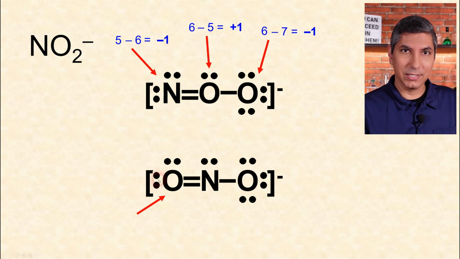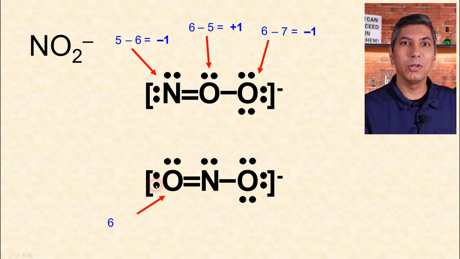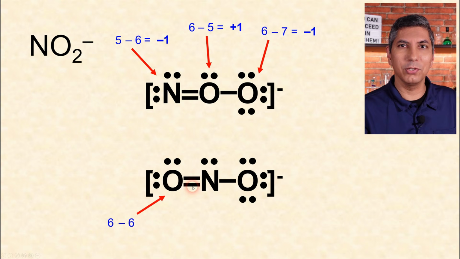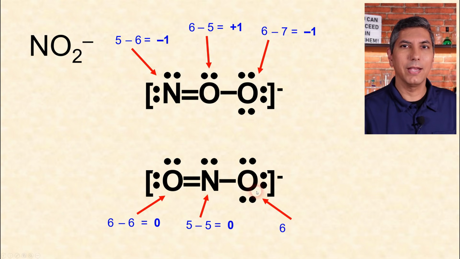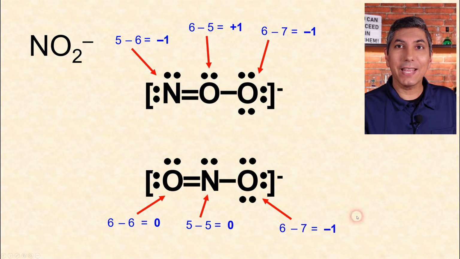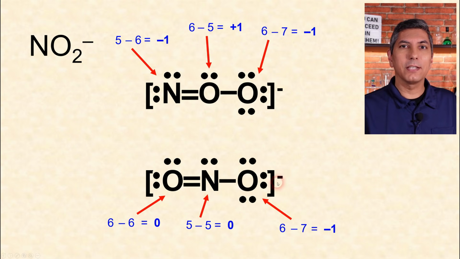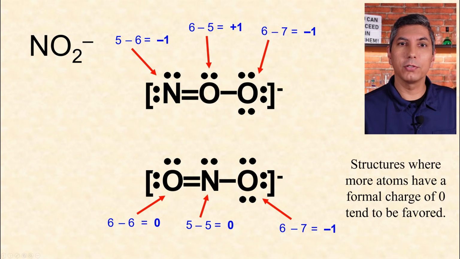This oxygen has 6 valence electrons, and it has 1, 2, 3, 4, 5, 6 assigned to it for a formal charge of 0. Nitrogen has 5 valence electrons, and it has 1, 2, 3, 4, 5 assigned to it for a formal charge of 0. And this oxygen has 6 valence electrons, and it has 1, 2, 3, 4, 5, 6, and this bond makes 7. So it has a formal charge of negative 1. And this tells us that the second structure is more likely to exist, because structures where more atoms have a formal charge of 0 tend to be more favored.